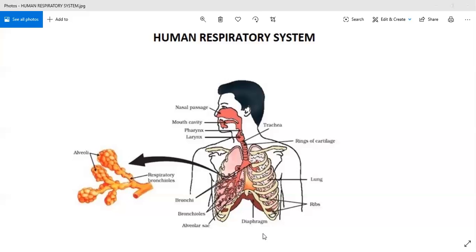When we breathe out the air, the diaphragm and the muscles attached to the ribs relax, due to which our chest cavity contracts and becomes smaller. This contraction of the chest pushes out carbon dioxide from the alveoli of the lungs into the trachea, nostrils, and then out of the body into the air. In this way, the process of gaseous exchange is completed in the human respiratory system.